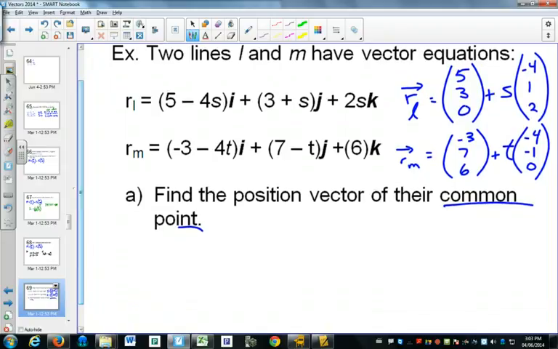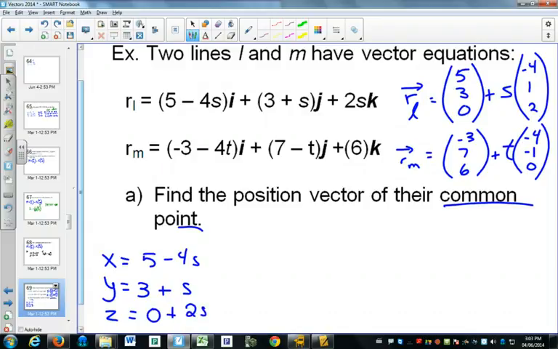We know from our first line that the x-coordinate is 5 minus 4s, our y-coordinate is 3 plus s, and our z-coordinate is 0 plus 2s. We know from our second line that our x-coordinate is negative 3 minus 4t, our y-coordinate is 7 minus t, and our z-coordinate is 6. Always 6.